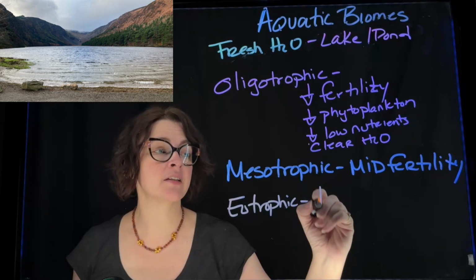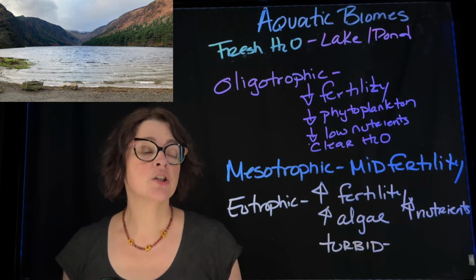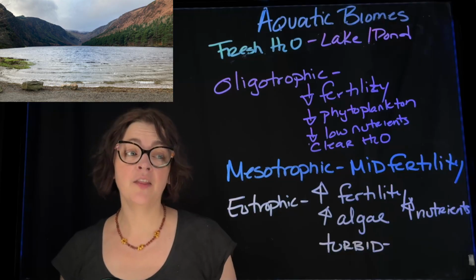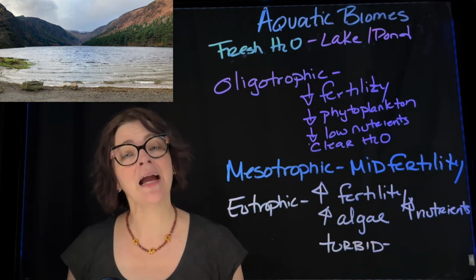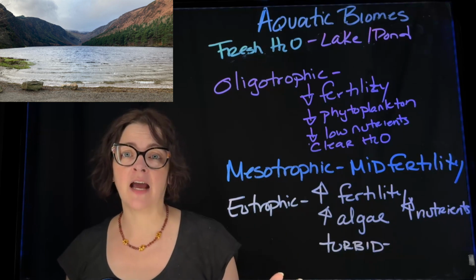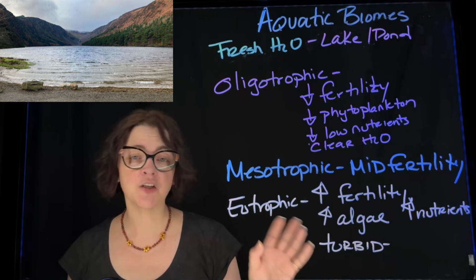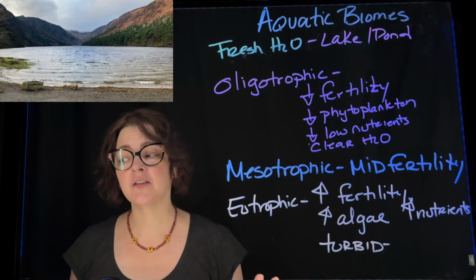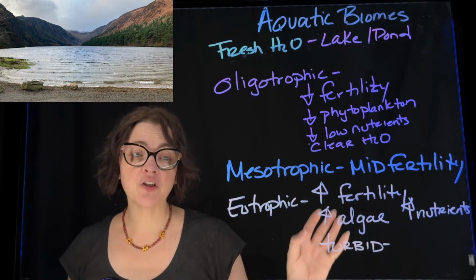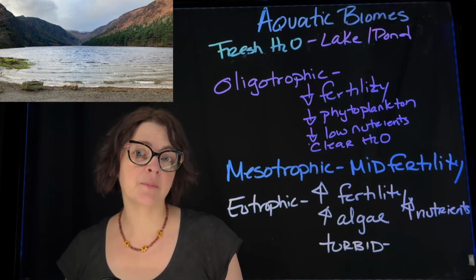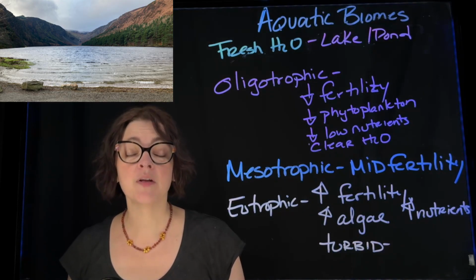Eutrophic has high fertility. There is lots of algae. On the other end of the spectrum, we have eutrophic lakes. Eutrophic lakes tend to be high in fertility, have lots of algae because there's a lot of nutrients, and because of the large amounts of nutrients and algae, the water tends to be turbid or cloudy. The large amounts of nutrients in a eutrophic lake tend to come from human input.